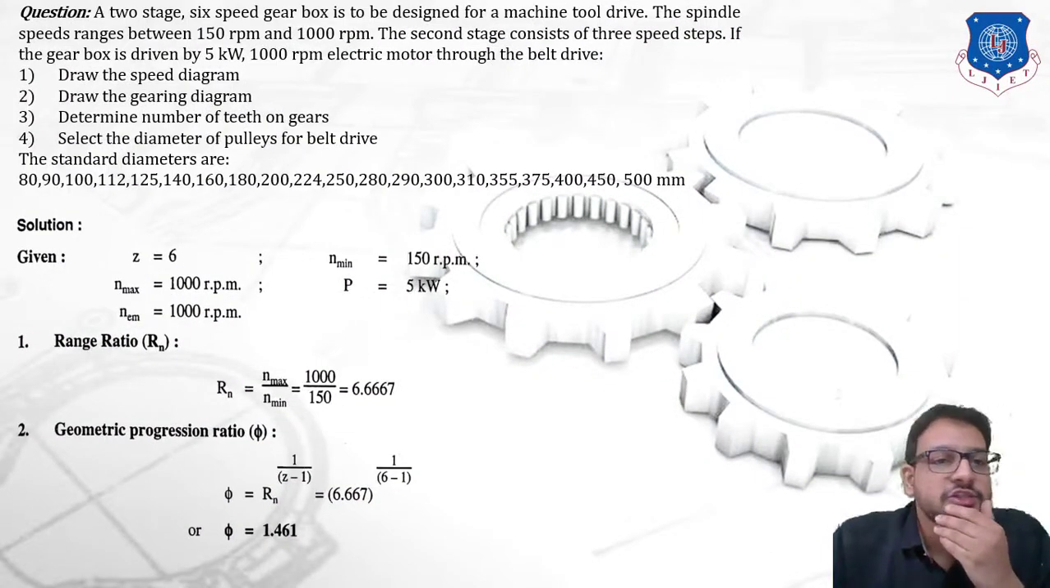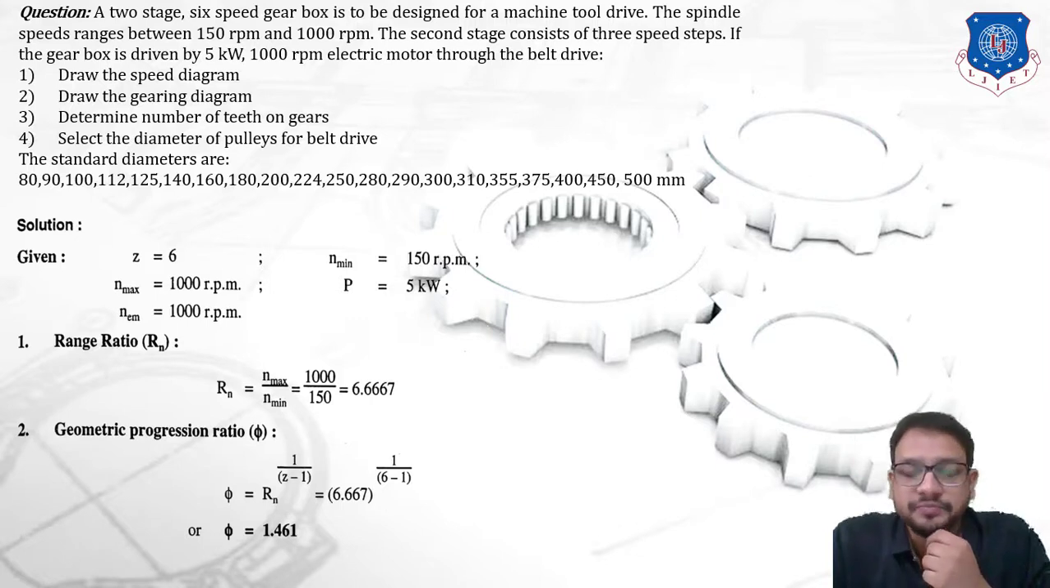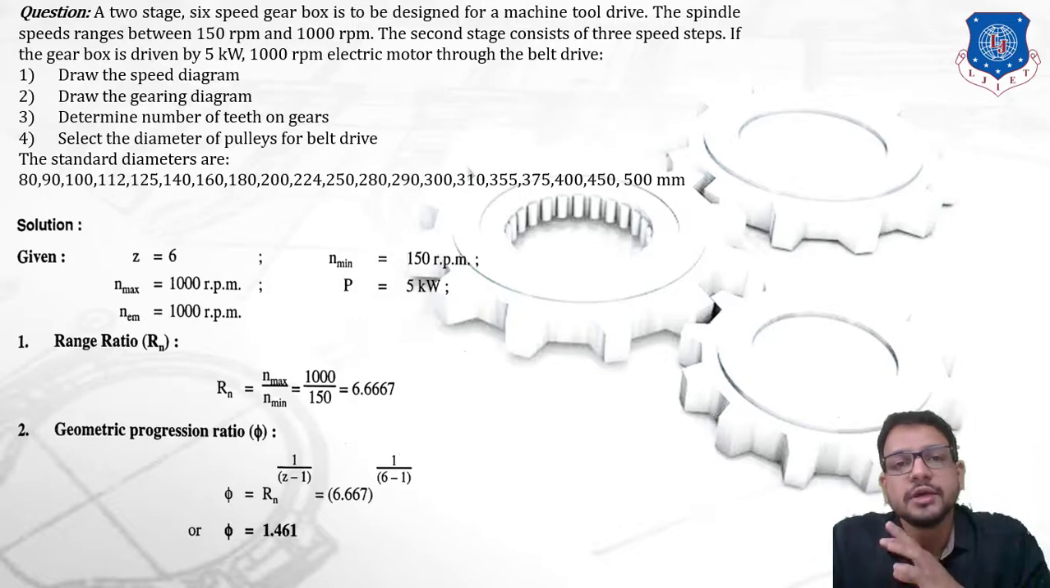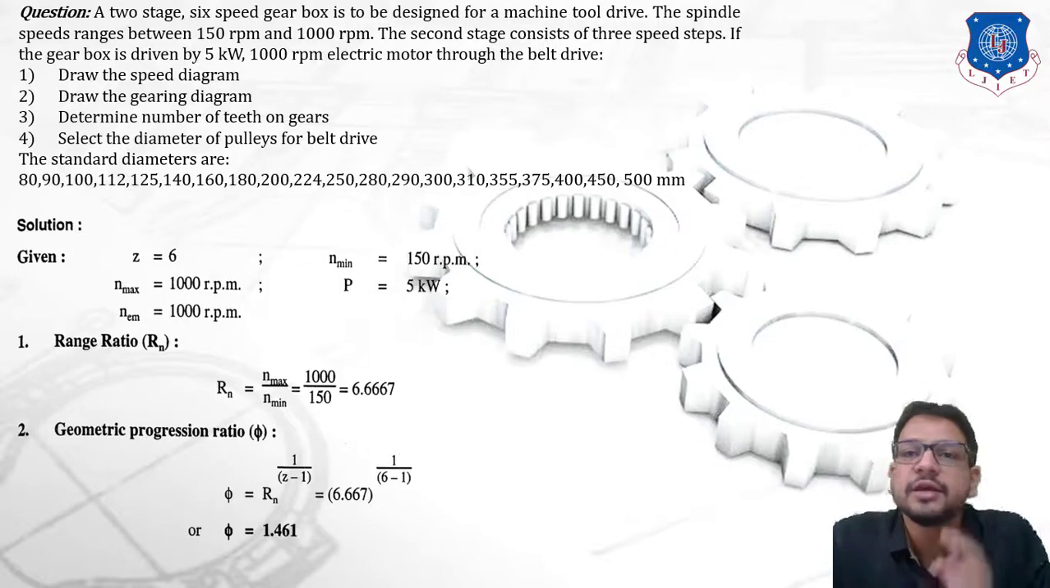As you can see, the question is displayed on your screen. A two-stage 6-speed gearbox is to be designed for a machine tool drive. The spindle speeds range between 150 rpm and 1000 rpm. The second stage consists of 3 speed steps. Over here in this question, it is already mentioned how many speed steps there will be in the second stage: 3 speed steps. So remember, for a 6-speed gearbox, the structural formula will become 2 into 3.